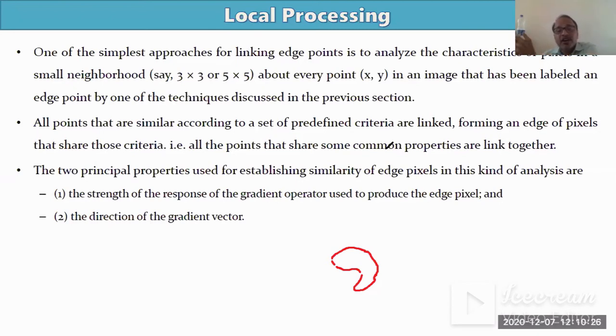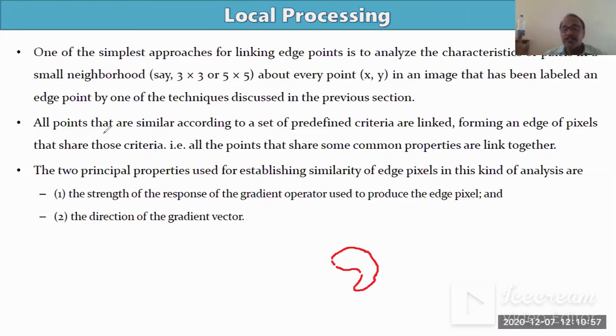So that means all the pixels, same thing, all the students having a fixed predefined criteria, that is a class. Same thing here, all the points that share a common property, such points are linked together. Okay, so all these points are linked together. So this is our criteria, or one of the criteria.